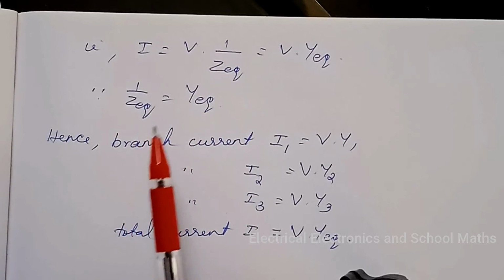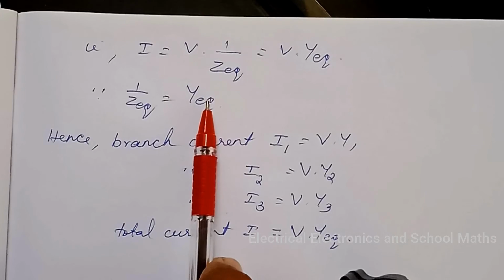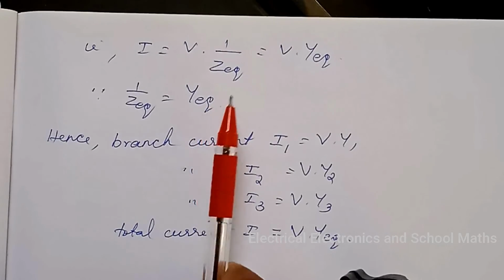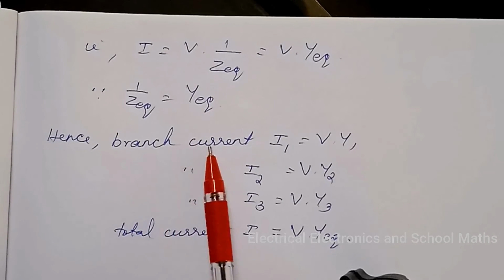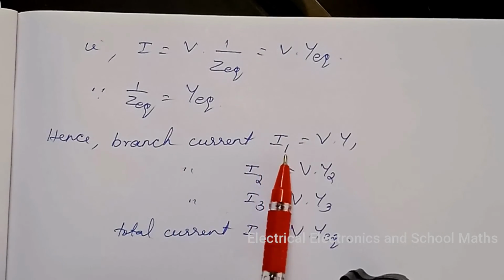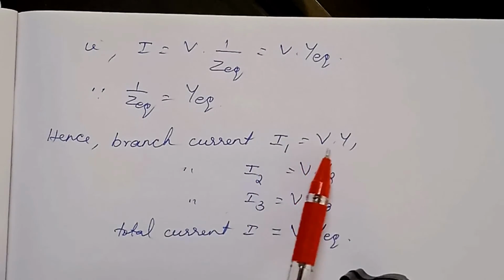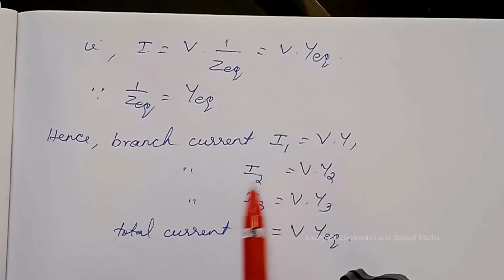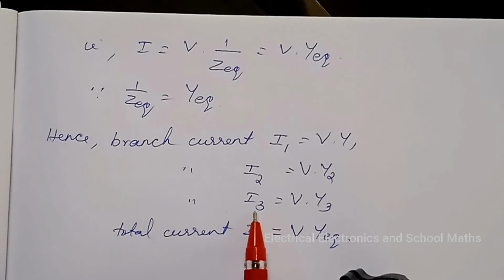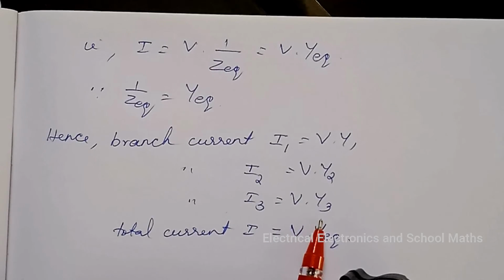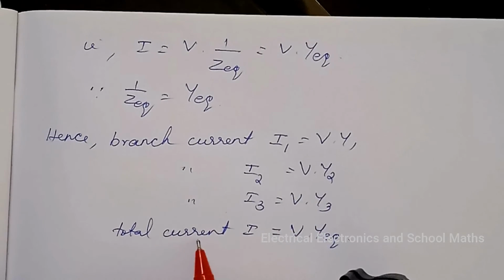Thus, if the branch admittances and the total admittance are known, then we have branch current I1 equal to V into Y1, I2 is equal to V into Y2, I3 is equal to V into Y3, and the total current I is equal to V into Y equivalent.